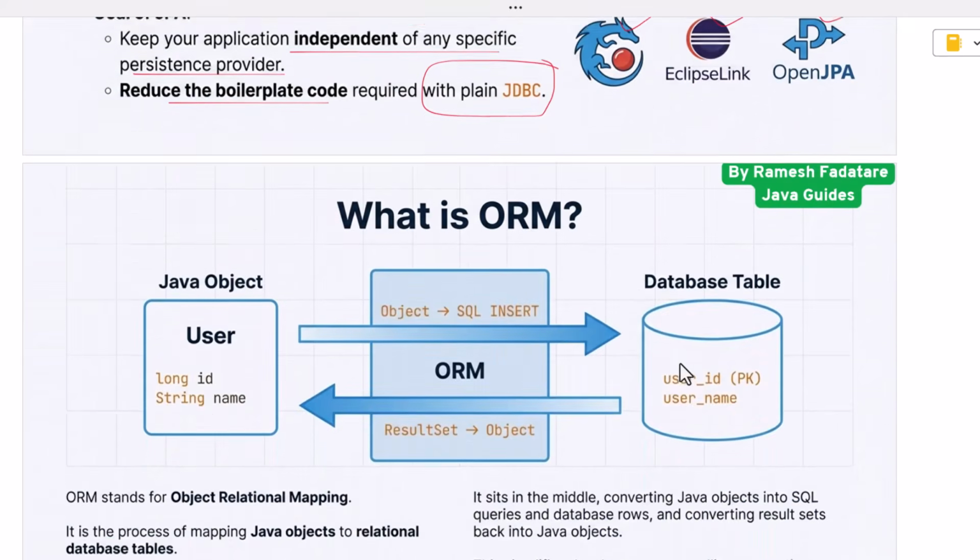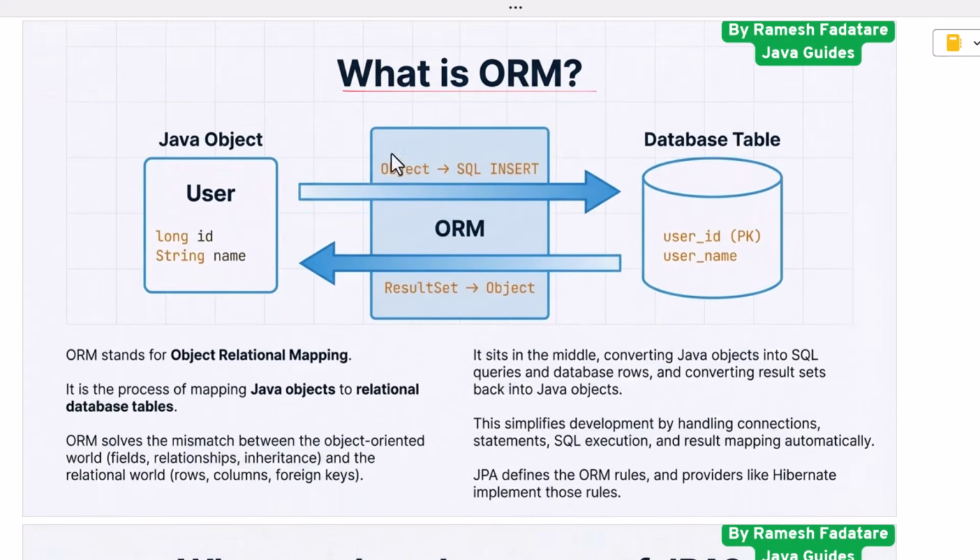Next, what is ORM? ORM stands for object-relational mapping. It is the process of mapping Java objects to relational database tables. ORM solves the mismatch between the object-oriented world of Java and the relational world of databases. Java objects have fields, relationships, and inheritance. Databases have rows, columns, and foreign keys. ORM sits in the middle and converts Java objects into SQL queries and database rows. It also converts result sets back into Java objects.